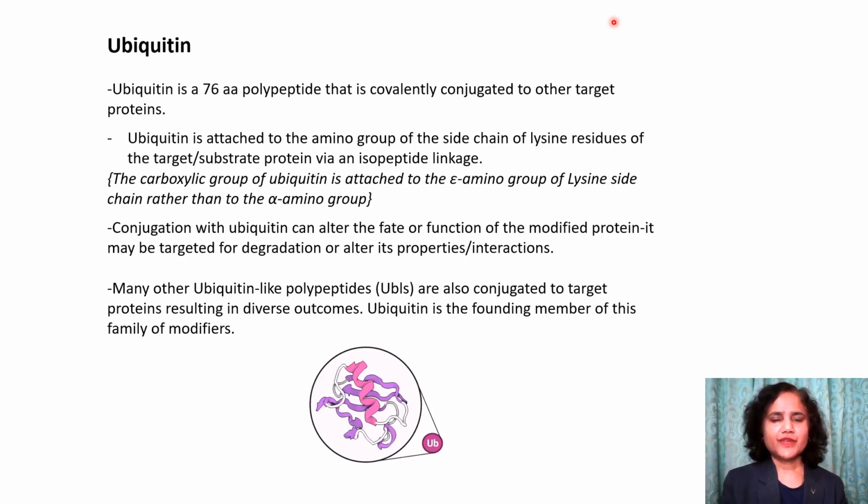The conjugation with ubiquitin can alter the fate or function of the modified protein. As I mentioned, it may get targeted for degradation, or it may also alter its properties and interactions. There are many other ubiquitin-like polypeptides, and these can also be conjugated to the target proteins, resulting in diverse outcomes. Ubiquitin, though, is the founding member of this family of modifiers, which bear some structural resemblance to each other.